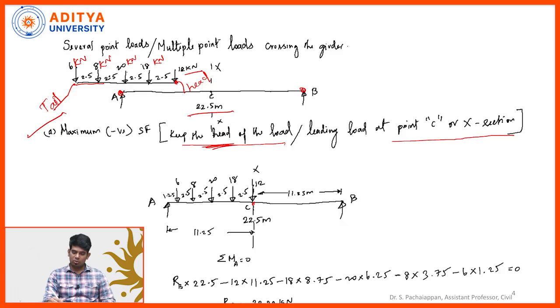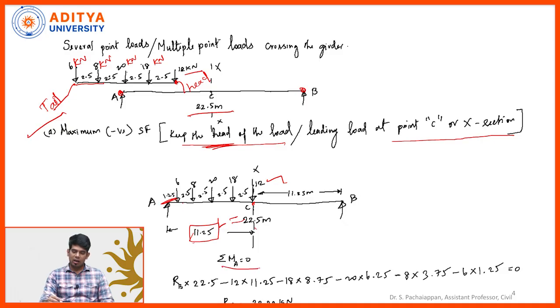The total span L is 22.5 meters, and half of that is 11.25 meters. I am keeping the head of the load, the 12 kilonewton, at point C, and the remaining loads are before that. Accordingly I write the distances also: 11.25 minus 2.5 minus 2.5 minus 2.5 minus 2.5, and finally I get 1.25 as the leftover distance. So it is a system of arranging the loads.